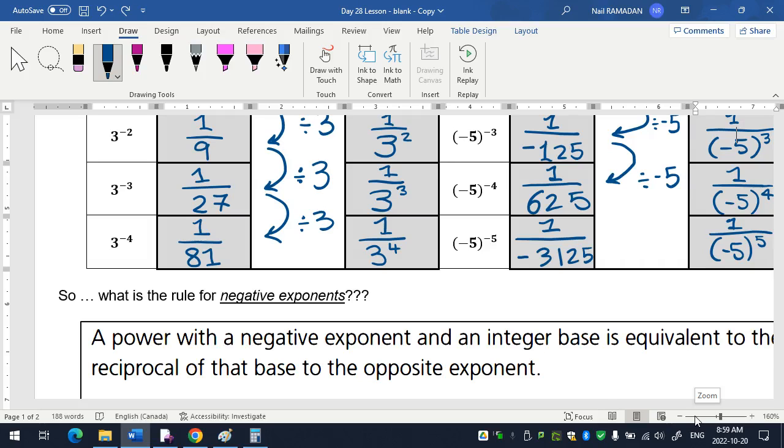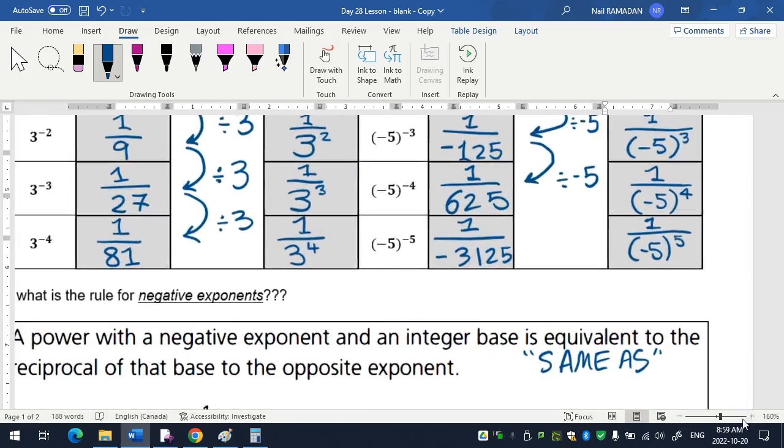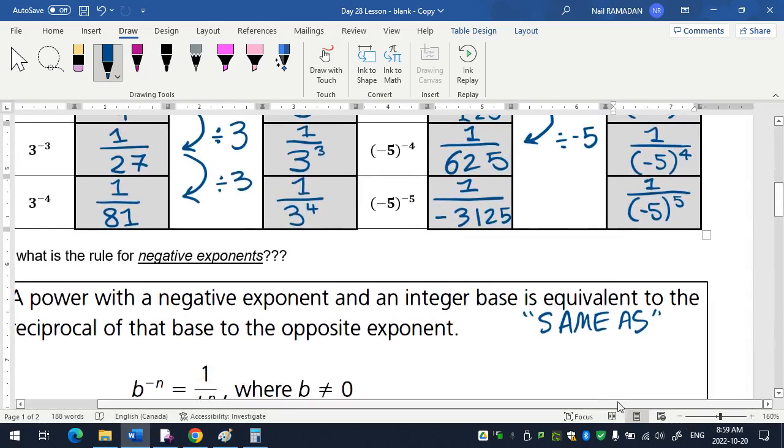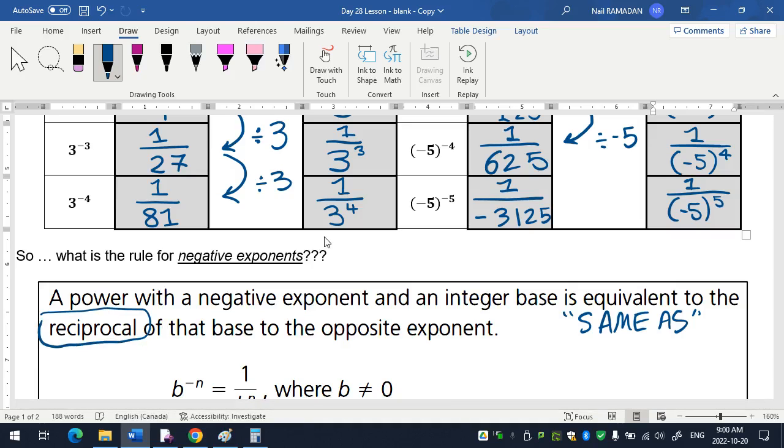is equivalent. Can someone tell me what the word equivalent means? Similar, consistent, same as, thank you. So everyone, let's just put same as. Go ahead, write same as. Equivalent means same as. Maybe not identical, but equally the same effect. Okay? Is equivalent to the, ooh, who can read that word? I don't use it much, and I'm not going to use it much, but I just need to hear it once. Reciprocal.